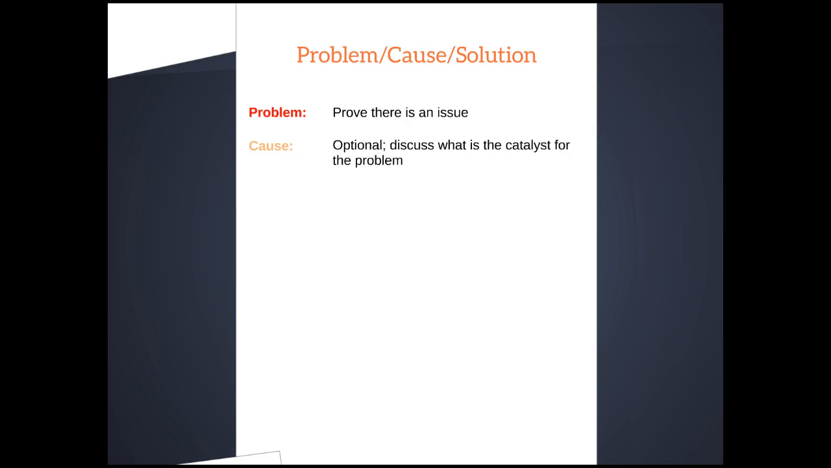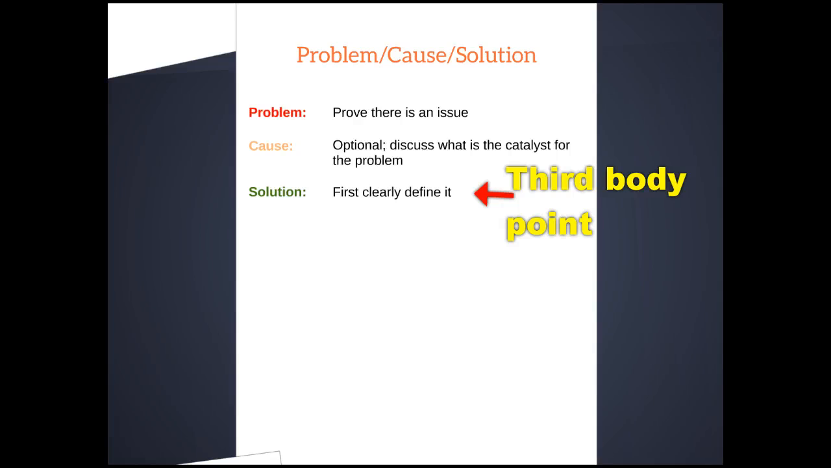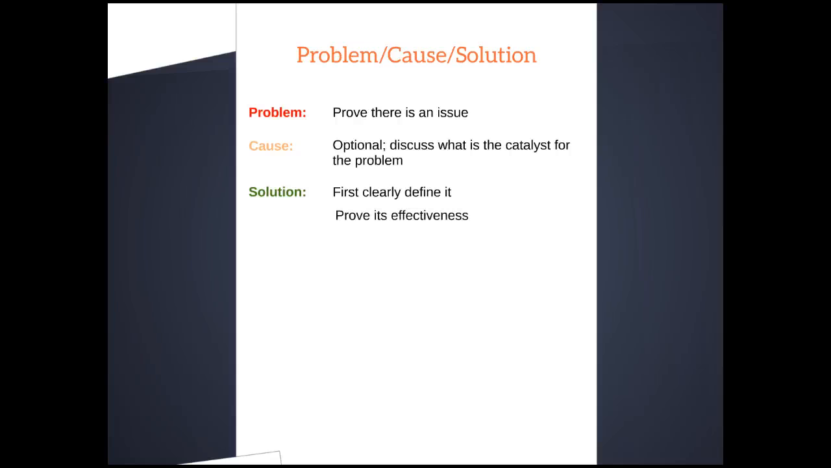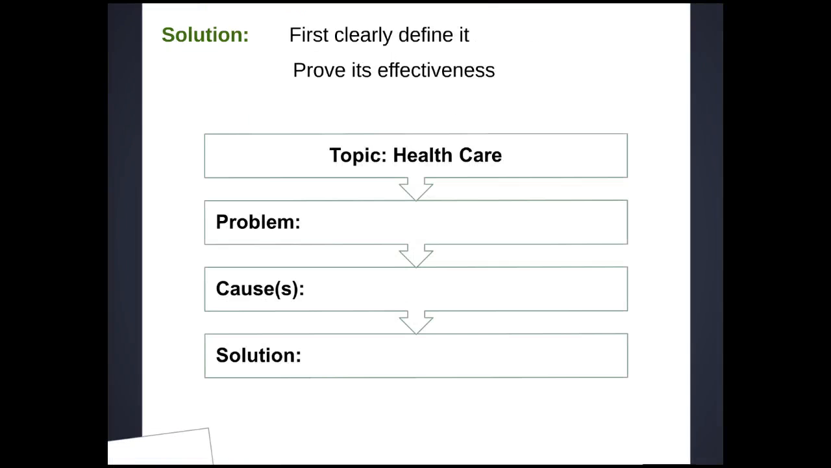So you could have an outline that's just problem, solution. That's fine as well. And then solution. Here, you have to first tell us what you actually want to do to change things, right? And this is an entity that is going to make that change as opposed to the audience, and prove its effectiveness, that it's actually going to work. So let me give you an example.